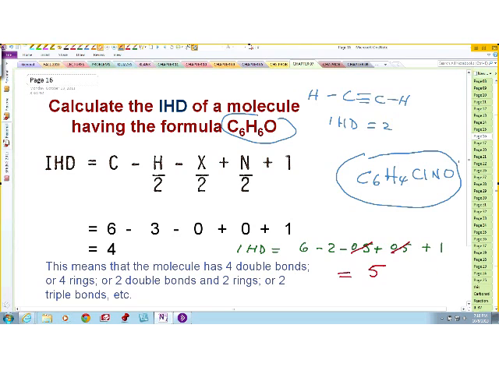Actually, I will give you the structure of this molecule. Notice that the oxygen doesn't come into the calculation here. So the IHD for this molecule is 5, and this is actually the molecule here.